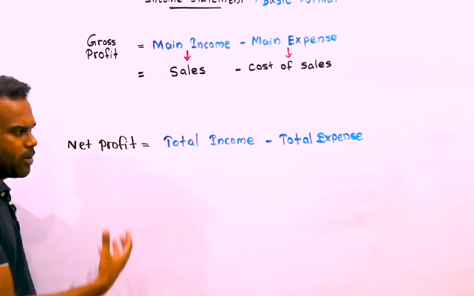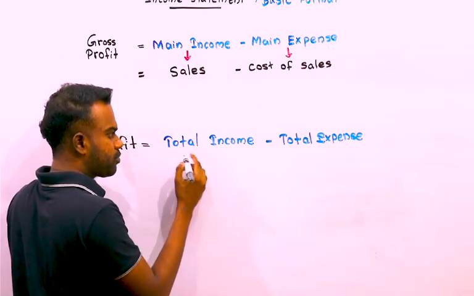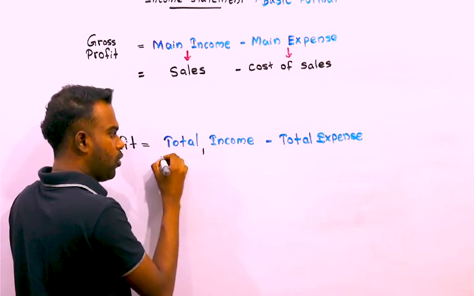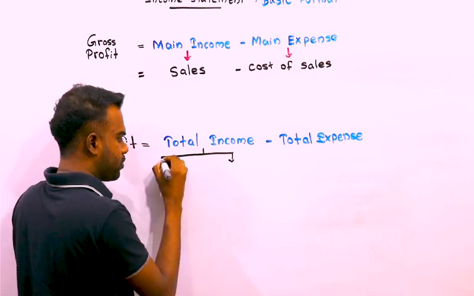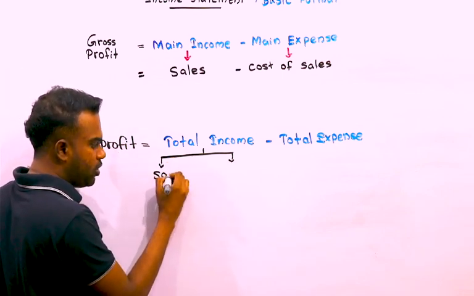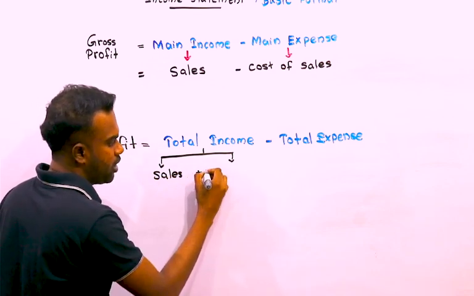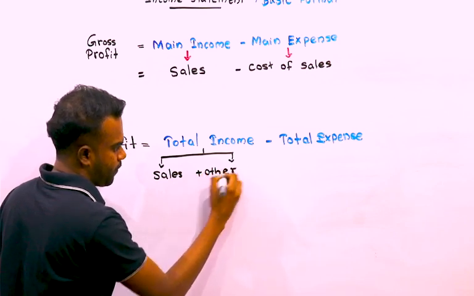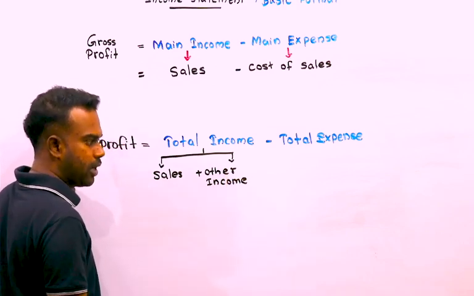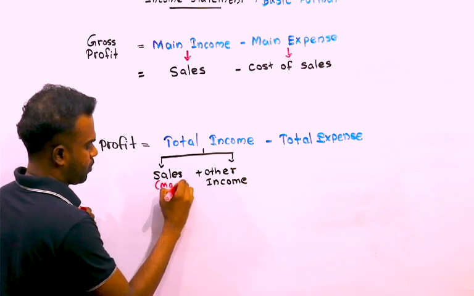Therefore, we can simplify this equation again. This total income includes two parts. What should be the two parts? Main income, right? Main income we call sales. Sales income, main. Then what's the other? Other income. Other income. Clear? Sales means main income.